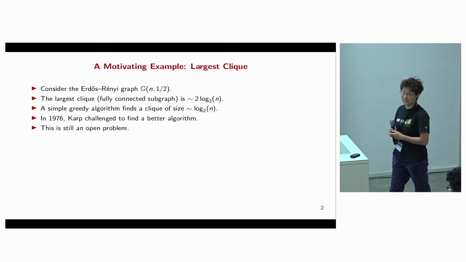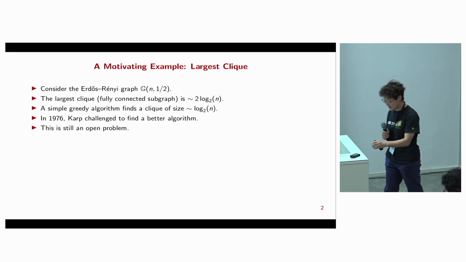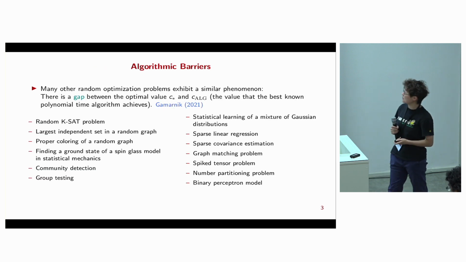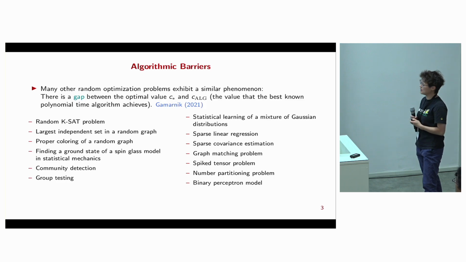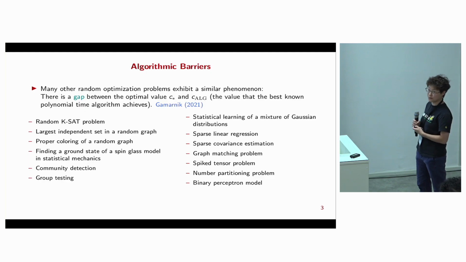Okay, so this is the kind of phenomenon that we saw in previous talks, that there are gaps between computational and statistical limits. And in fact, this is not just subject to this largest clique problem. There's a whole list of problems that have a similar phenomenon, that there is a gap between the optimum value C star and C og, which is the value that the best known polynomial time algorithm achieves.